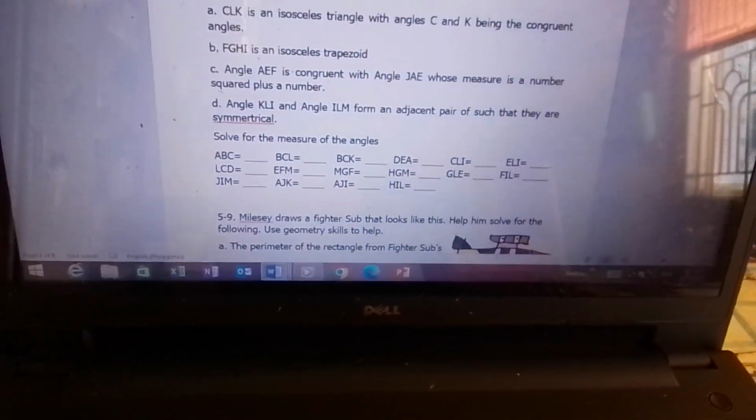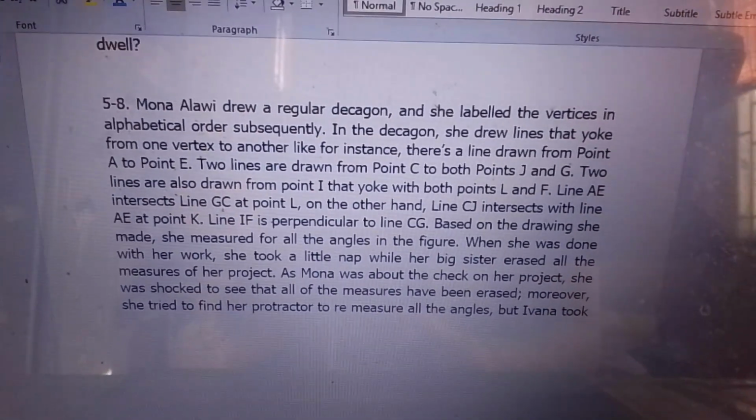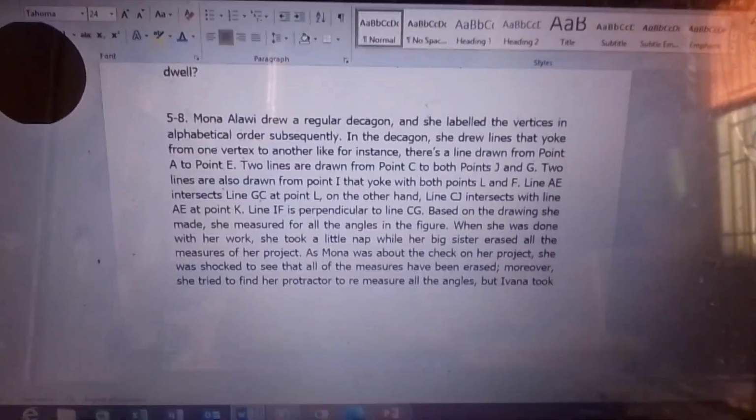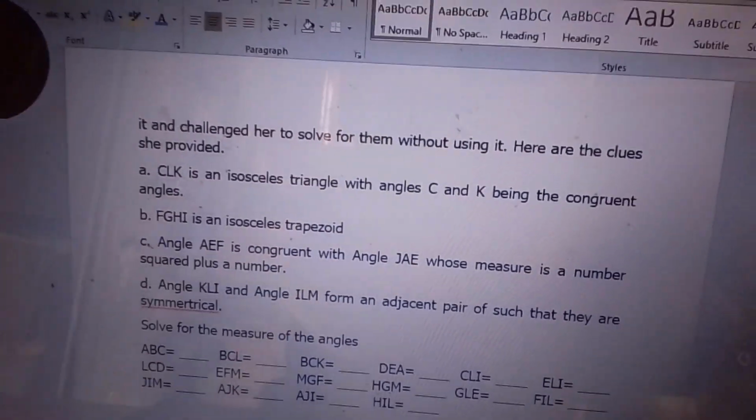How can you say that's point M? Going back to the problem. So, ito yun. Follow the instructions. Do we have point M? Yan. Wala tayong point M. But they're all perpendicular. But you can name that point anything you like. Okay? Ayan. And she challenged her to solve for them without using it.